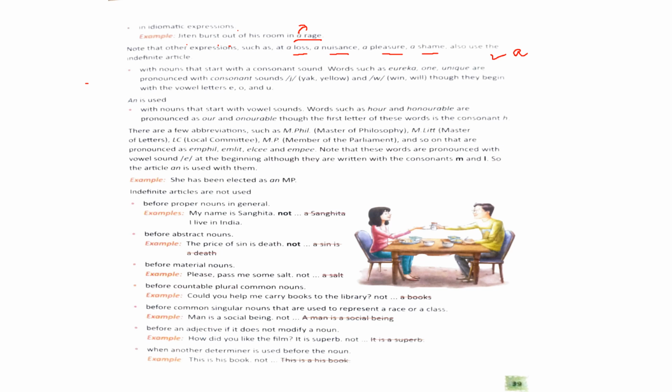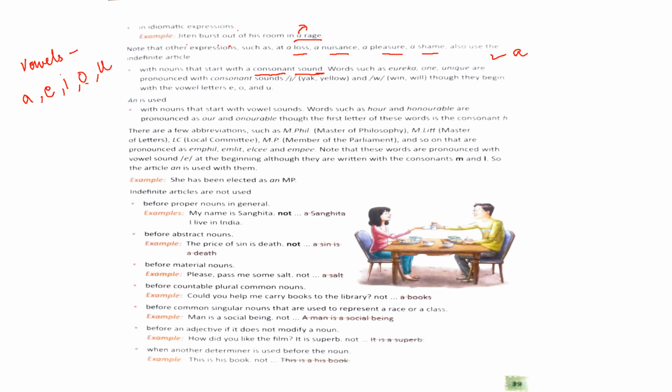Next is article a is used with the nouns that start with a consonant sound. Okay, children, what are consonants and what are vowels? So in English there are 5 vowels, right? They are A, E, I, O, U. These are the 5 vowels, and the rest of the alphabets are known as consonants. Now it is not saying the words that start with a consonant but a consonant sound.